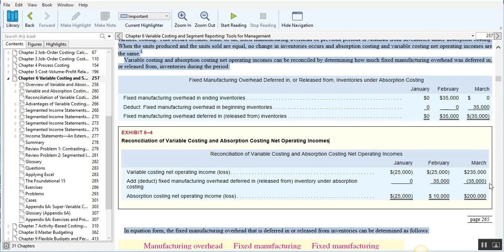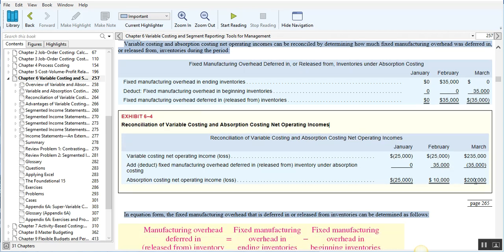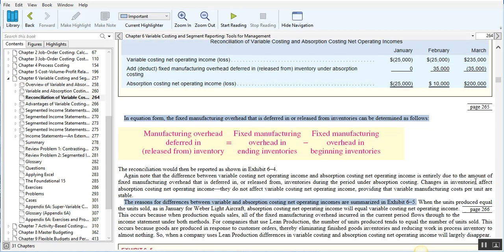So in variable costing, again, manufacturing overhead that's fixed is not a part of the product cost. But in absorption costing, because it is, the difference between the two methods is going to be how much of that absorption cost is recognized in the month for the units sold. And that will be here, the $35,000 that we deferred because we didn't sell that extra unit. And in March we did sell it, so we have to deduct it back out. I hope that makes sense.